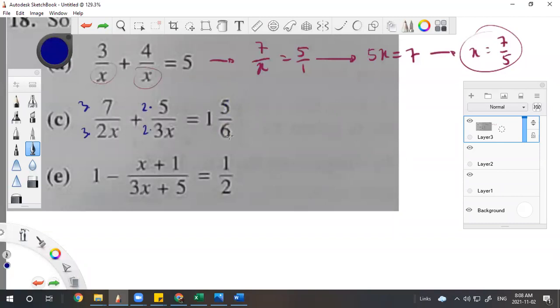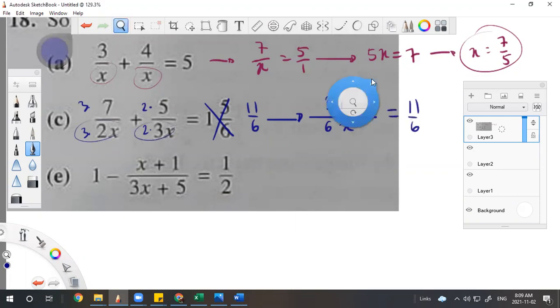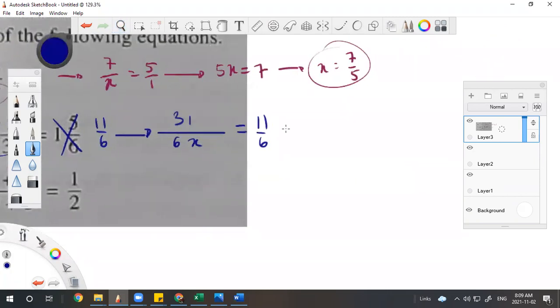1/5 over 6 jadi berapa? 11 over 6, right? Coret. Nah, baru kita proses. 21, ini kan over 6x nih sebelah kiri ya. Ini udah 6x nih. 21 plus 10, 31. Equals 11 over 6. Right? Baru di cross multiplication. Oh, tadi lupa kasih tandanya ya. Nih, tuh. Ini juga sama, cross multiplication.